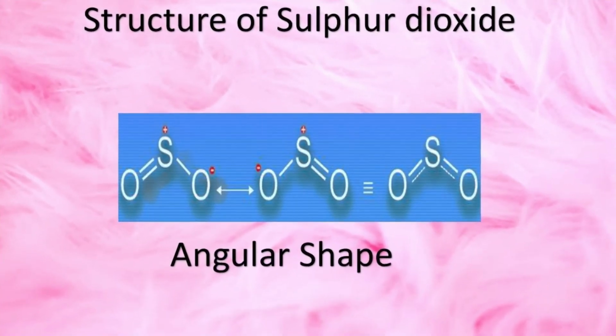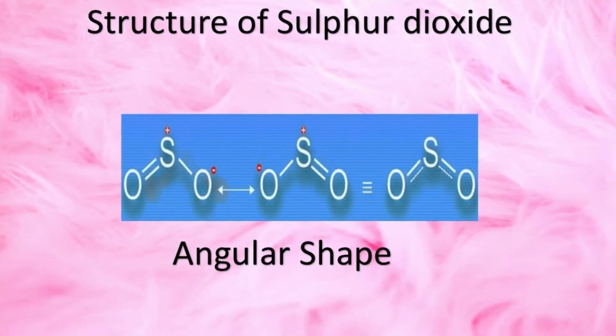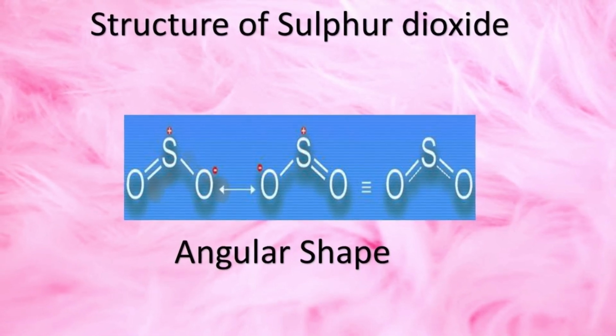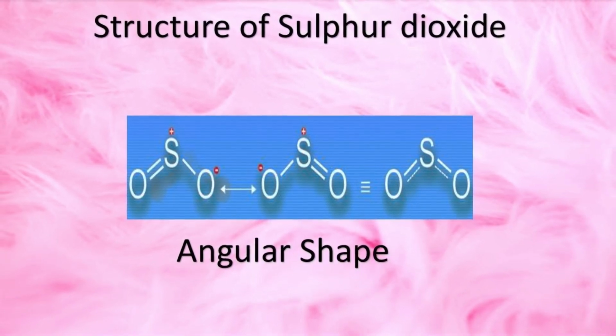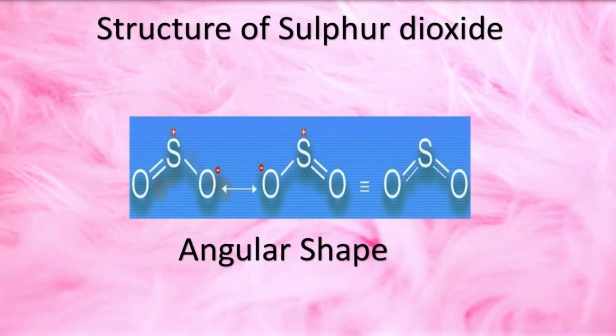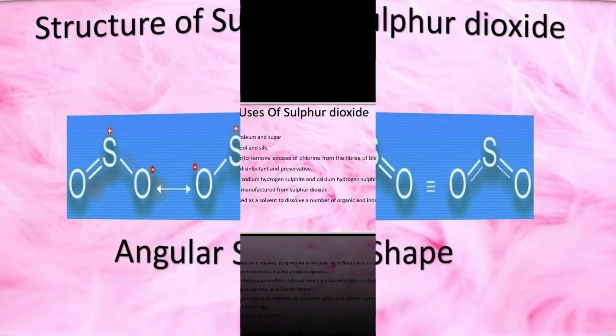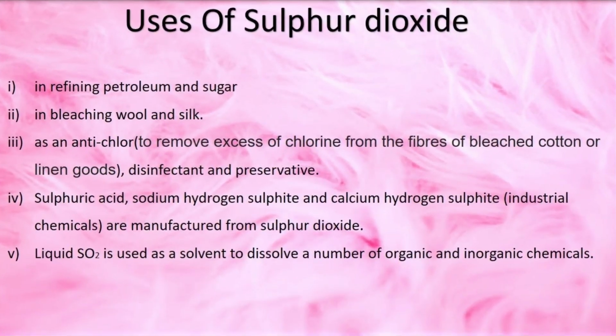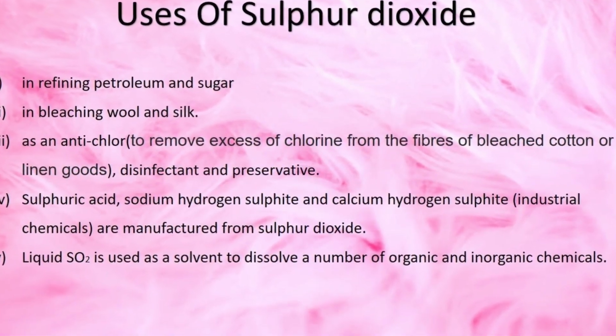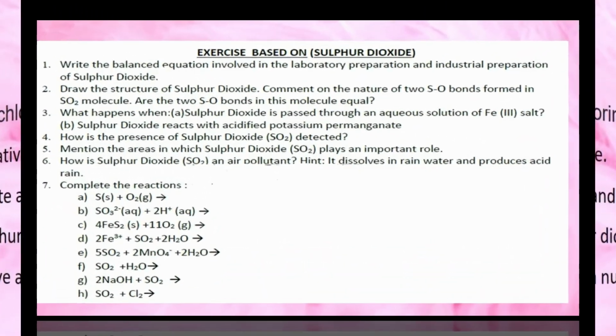Now let's learn about the structure of sulfur dioxide. It has an angular shape with an oxygen-sulfur-oxygen bond angle of 119.5 degrees. These are some of the uses of sulfur dioxide. Students, kindly practice these questions in your notebook.